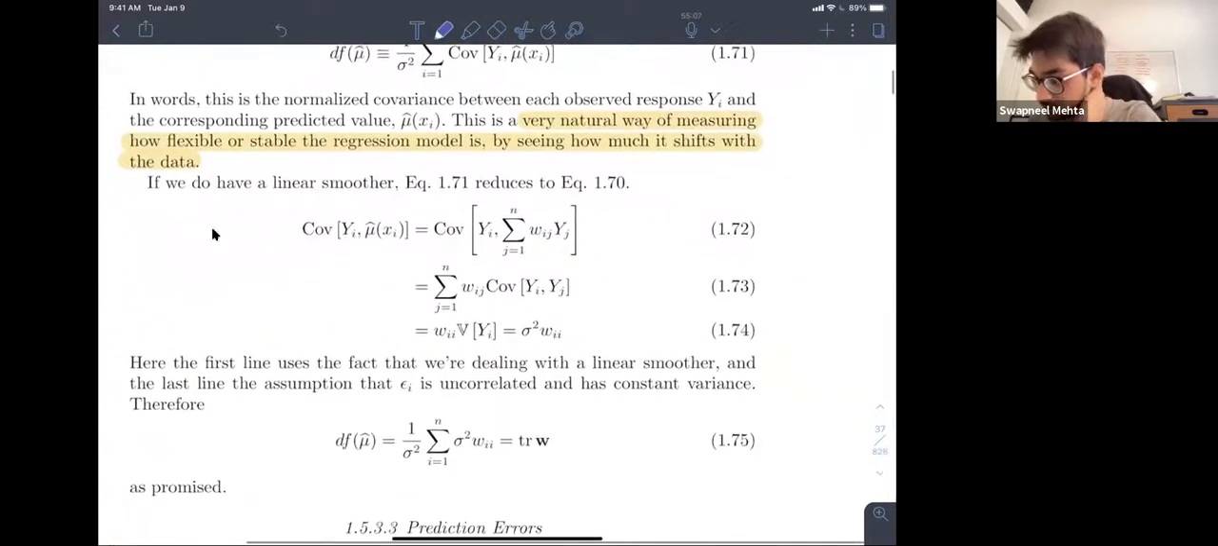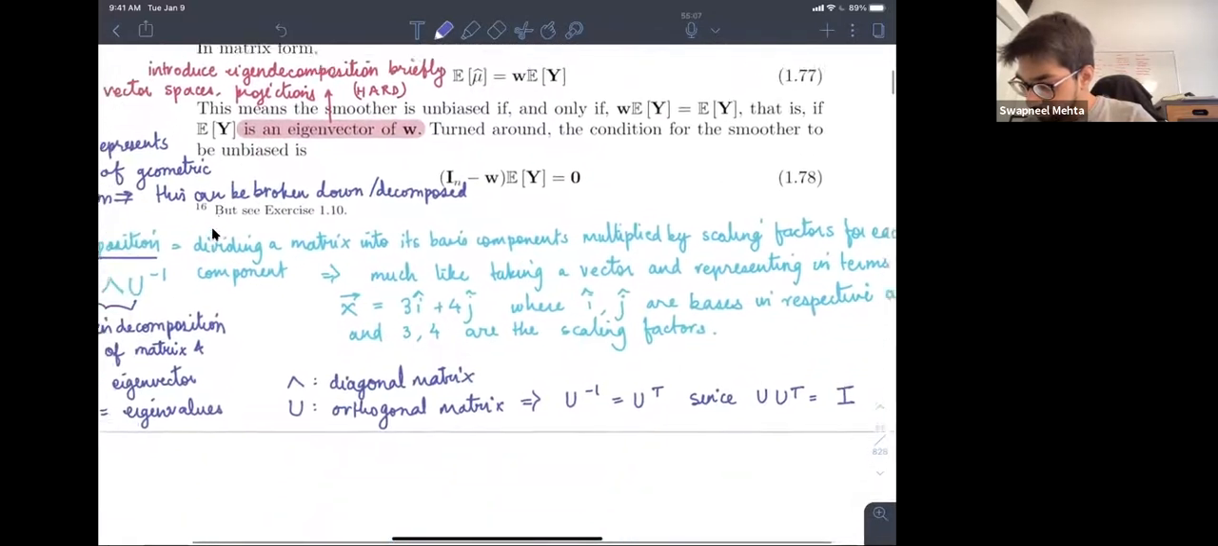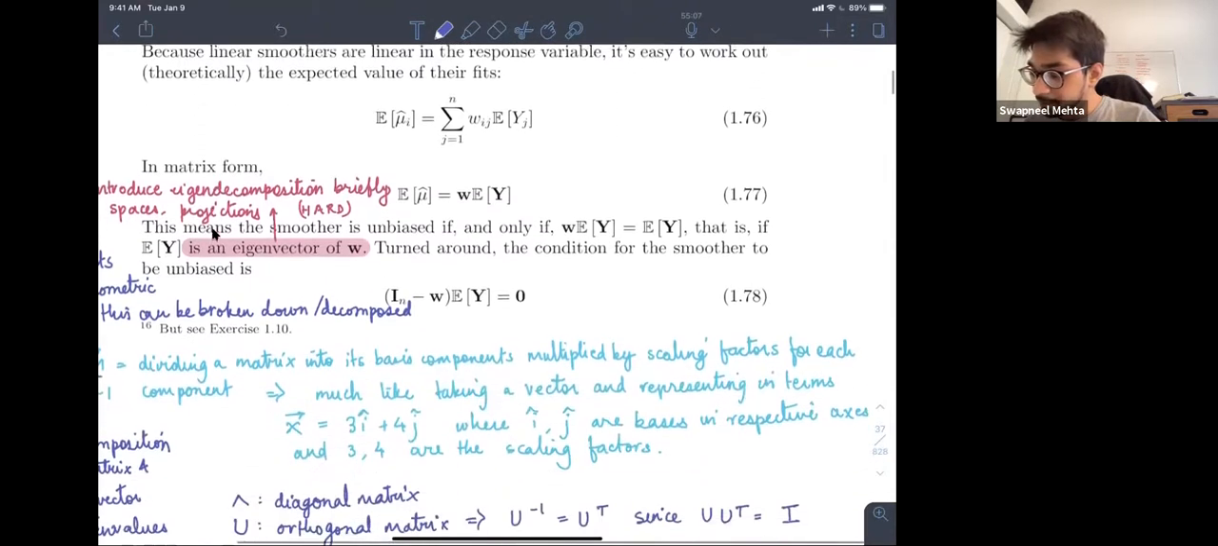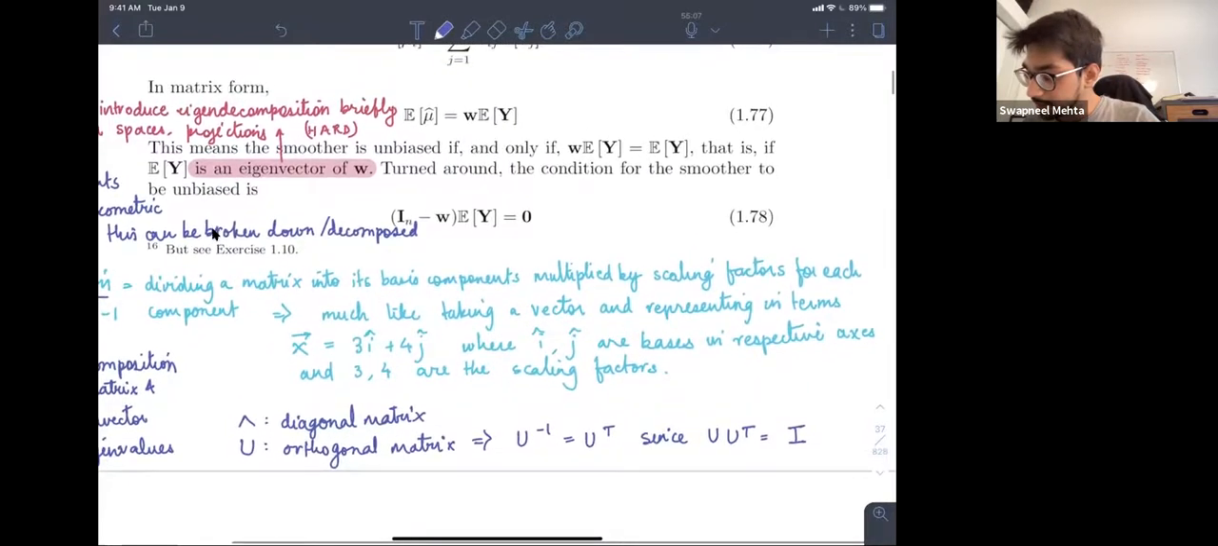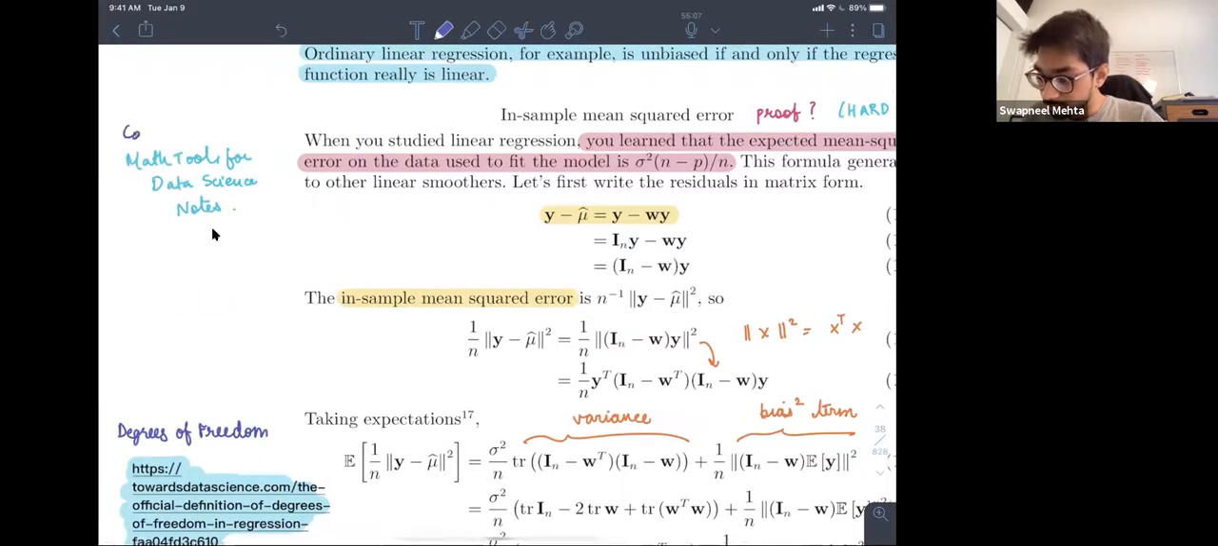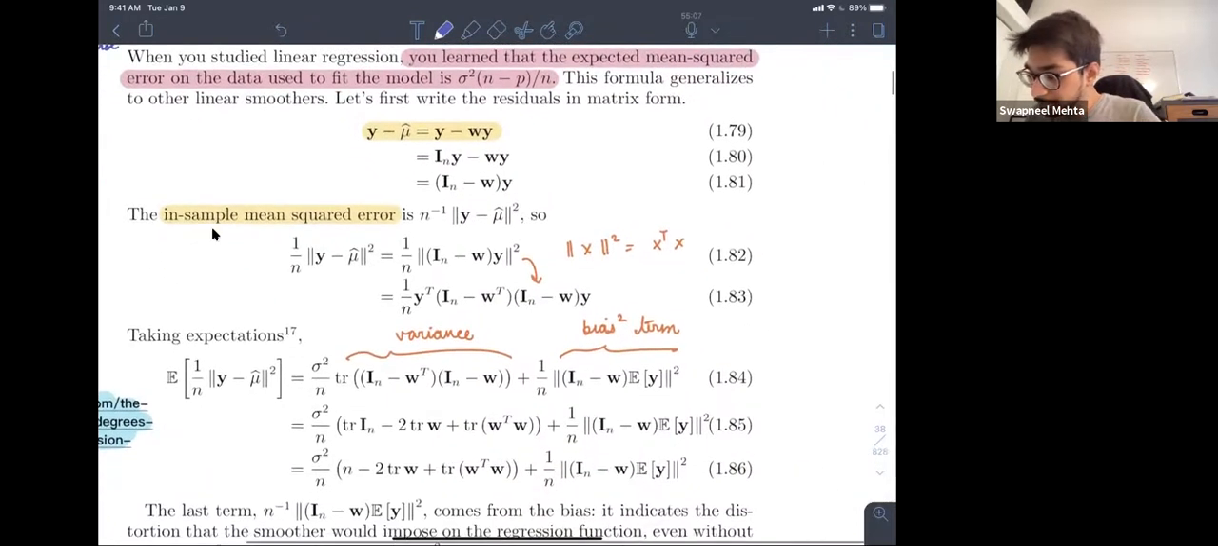And I don't think anything else is necessary in this chapter. Oops, there is something. Prediction errors. So there is a detailed mathematical analysis of the bias and variance of using this W to predict in your estimator. I am not going to go into too much detail because the math is not complicated. It just requires you to look up these concepts from either Carlos's notes or the internet. Carlos's other course called Math Tools for Data Science also has good linear regression notes. I will link to it also.